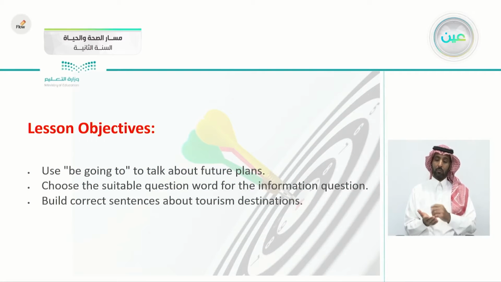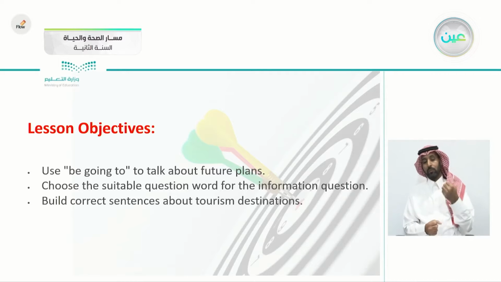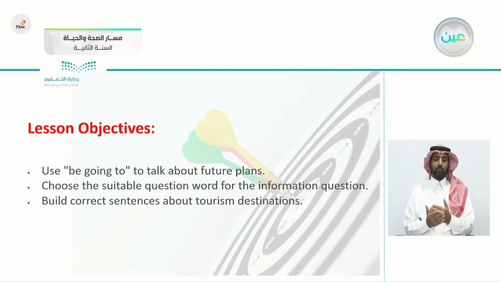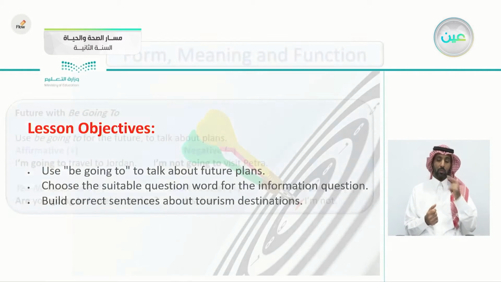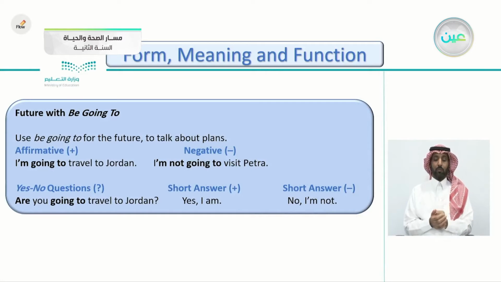We will be using be going to talk about future plans. Choose the suitable question word for the information question. Build correct sentences about tourism destinations. So this is today's lesson. Let's begin the form, meaning and function.